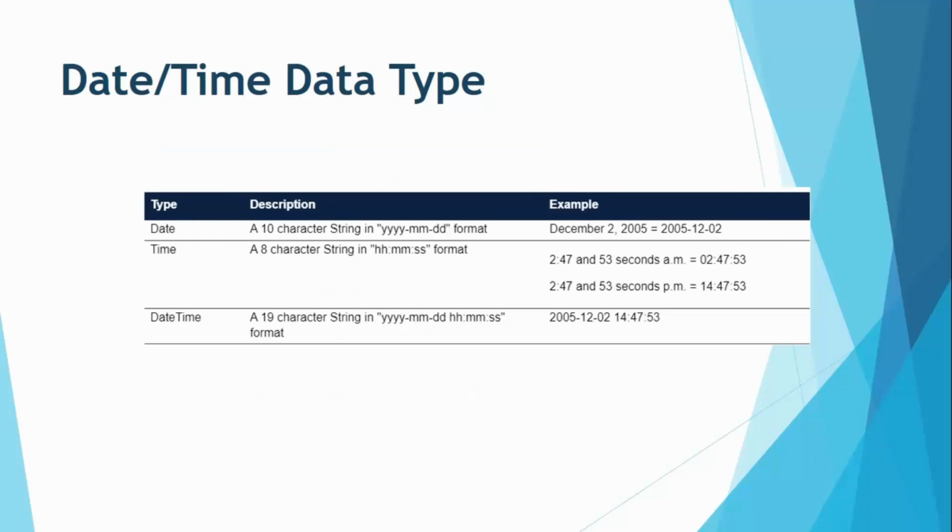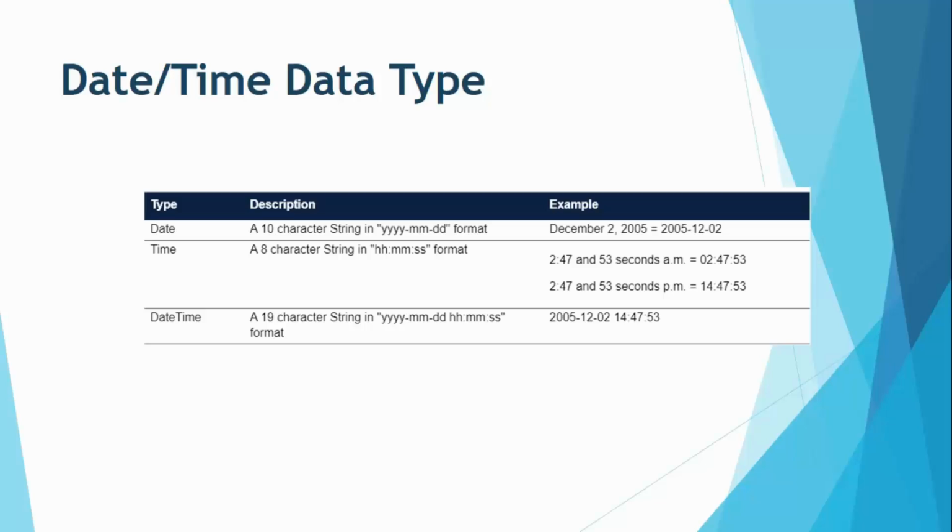Now the next data type we have is the date time data type. In Alteryx, the formats of date, time, and date and time combined are fixed. So you will need to do some manipulation on your data if it is not in the format that Alteryx requires. Sometimes it is very difficult to work with date and time.